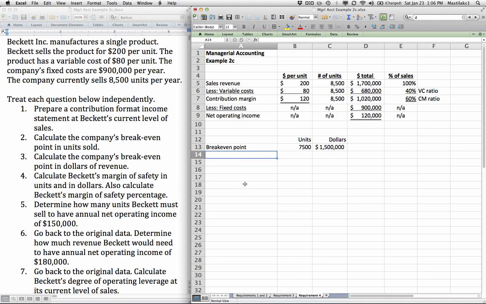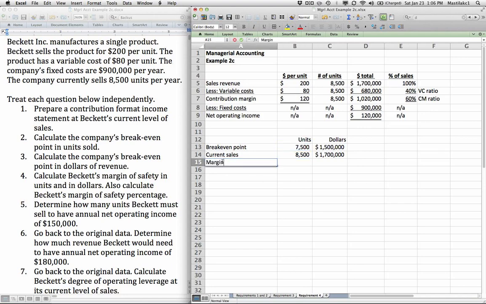And now we need to compare that to our current level of sales. Or if we were planning ahead for the future and we were trying to predict our budgeted level of margin of safety, we would compare it to our budgeted future level of sales. So the concept works equally both ways. Our current level of sales is 8,500 units, and our current level of sales dollars in revenue is $1.7 million.